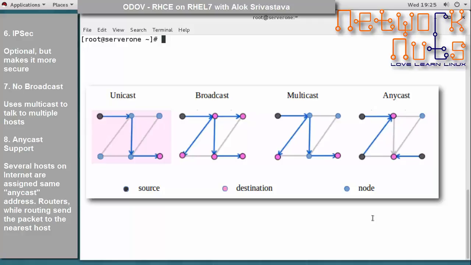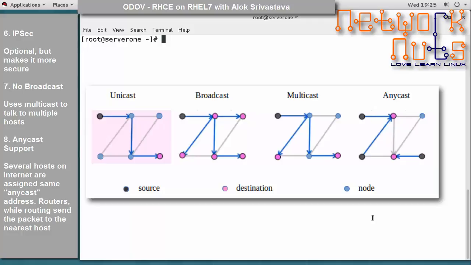The eighth feature, which is new and very interesting, is Anycast support. It's a new feature. What happens is that several hosts on the internet are assigned the same IP address. Imagine this, a couple of machines or routers on the internet have got the same IP. That is known as the Anycast address. It is normally used for routing purposes. So routers, while routing, send the packet to the nearest host.